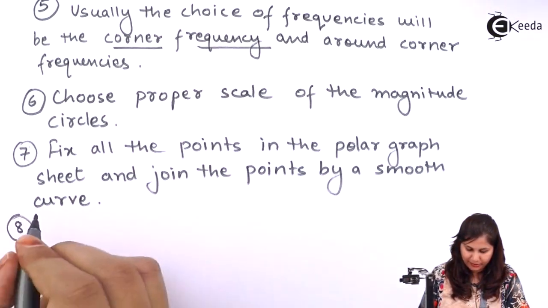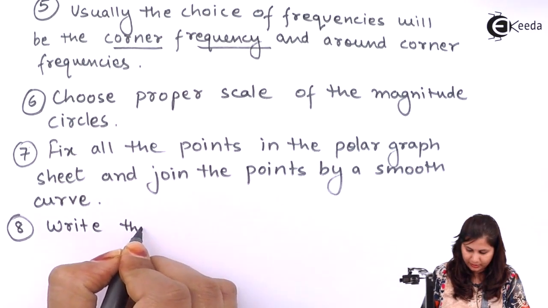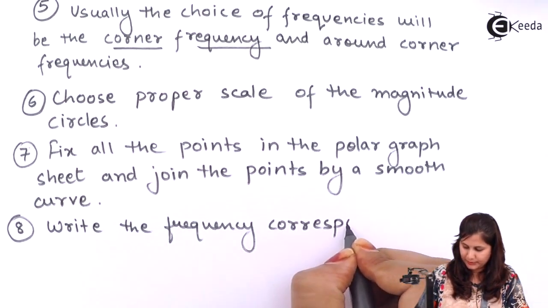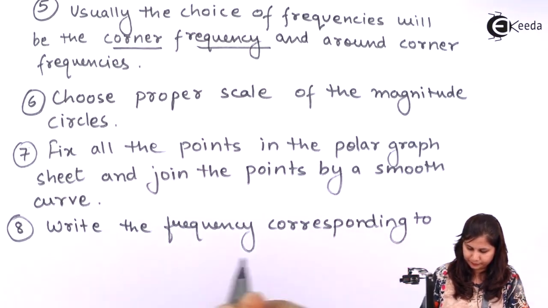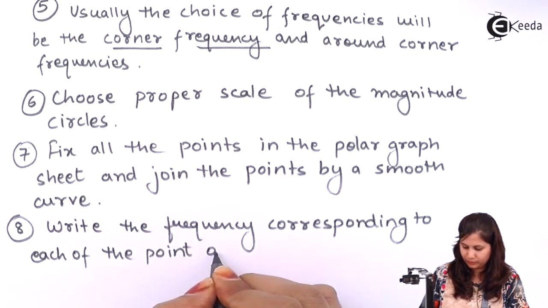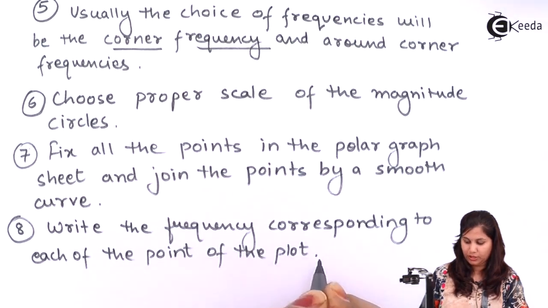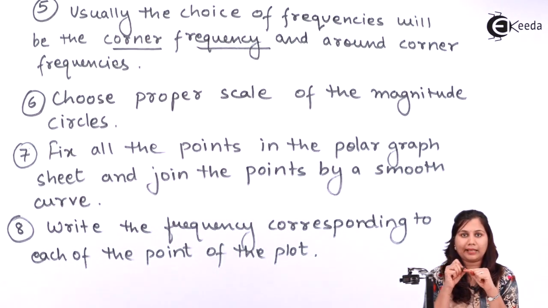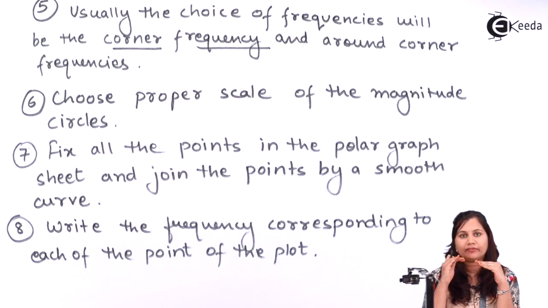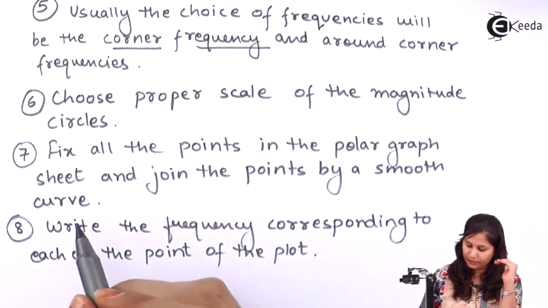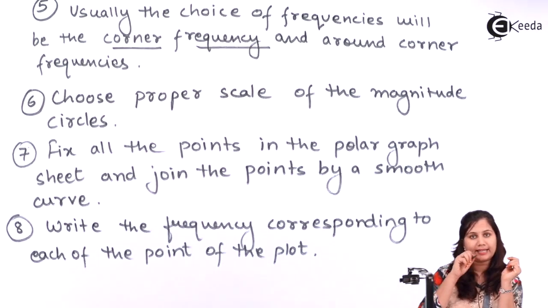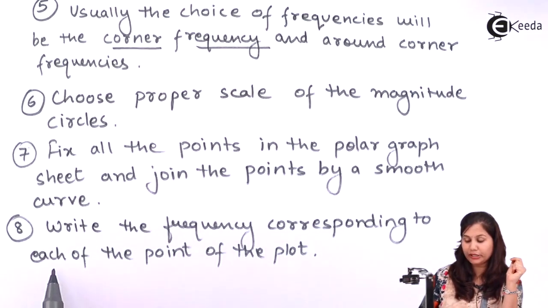Okay. Then the next step is to write the frequency corresponding to each point of the plot. The concentric circles on the polar plot represent the magnitude, and according to the phase angles we draw the radial lines. These radial lines and the magnitude are plotted as a function of the frequency. We obtain a smooth curve joining all the points of the magnitude, and on the radial lines which we have got, write the frequency corresponding to each point of the plot.